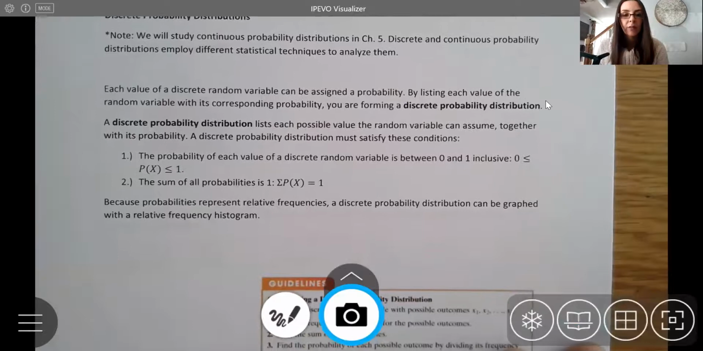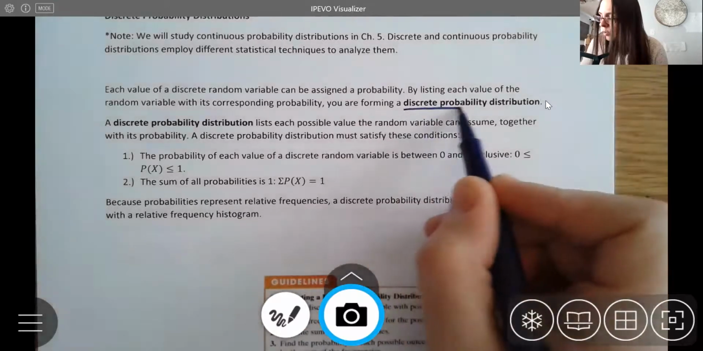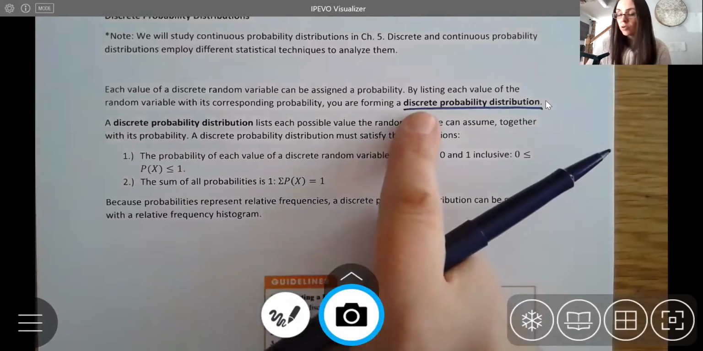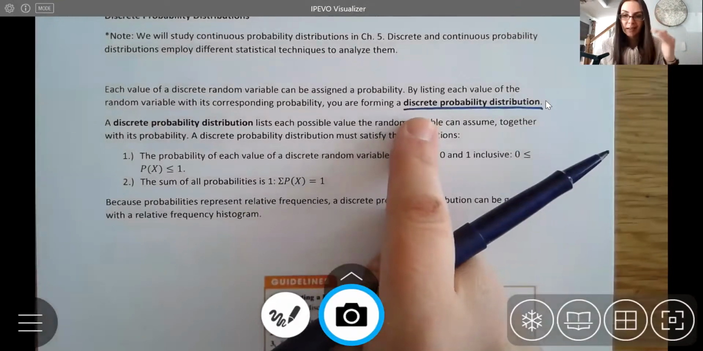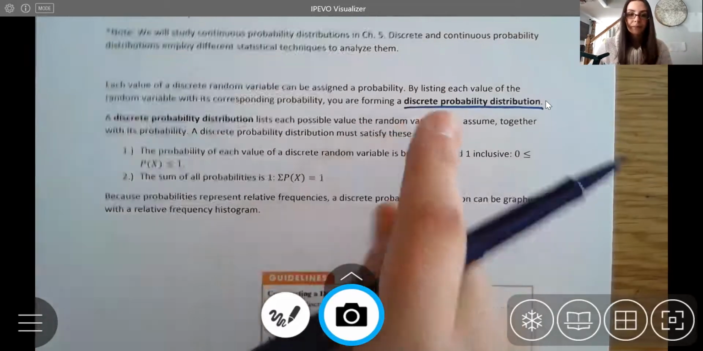Now, each value of a discrete random variable can be assigned a probability. By listing each value of the random variable with its corresponding probability, you are forming a discrete probability distribution. Basically, this is just like a table that lists all your possible X values and next to it, what their probabilities would be of occurring. So that's all it is. It's really just a table that has your possible X values for those outcomes, and then what the probability would be of each of those outcomes occurring. That's a probability distribution. And that's discrete because we actually can list all the outcomes, right? We can't always do that with continuous. We can't list our data, but we can with discrete. So we can actually list every single outcome.